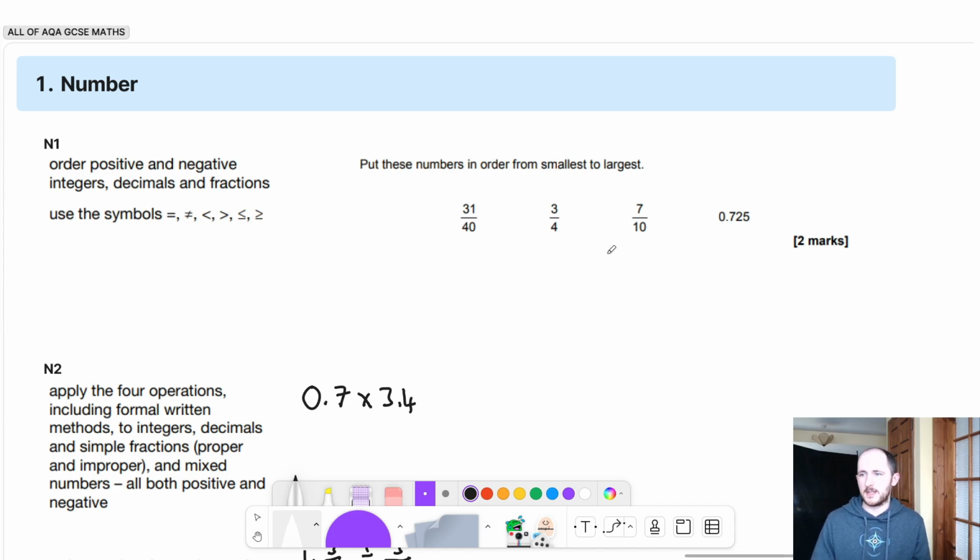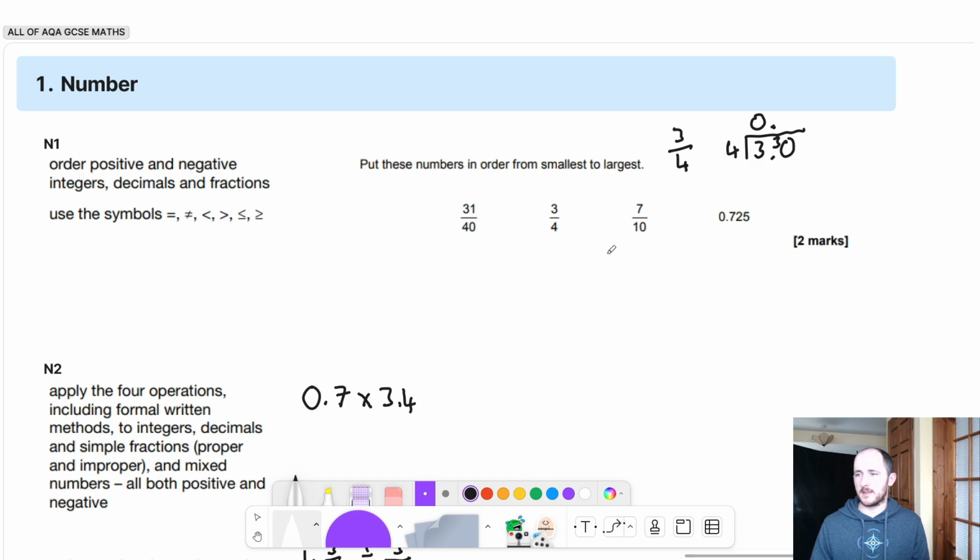So for example, if you wanted to change 3/4 into a decimal, what you would do is your good old-fashioned bus stop method. You'd stick a 3 on the inside, so the numerator goes inside the bus stop and the denominator goes outside, and then you divide. Well, 4 doesn't go into 3, so we put 0 there. The remainder would be 3, so we're going to add on a 0, put a 3 there, put a dot.